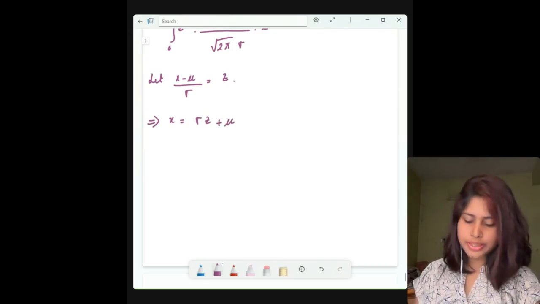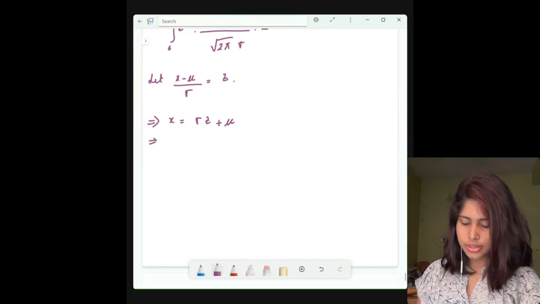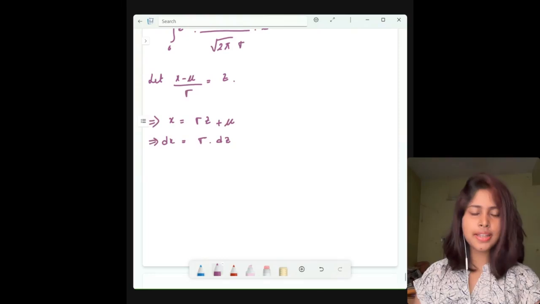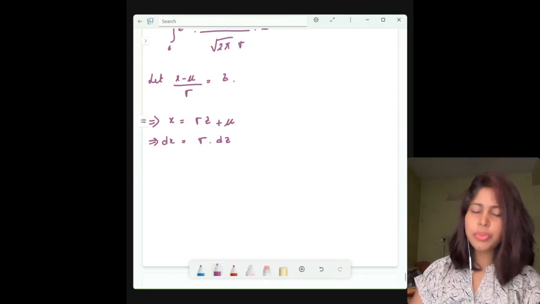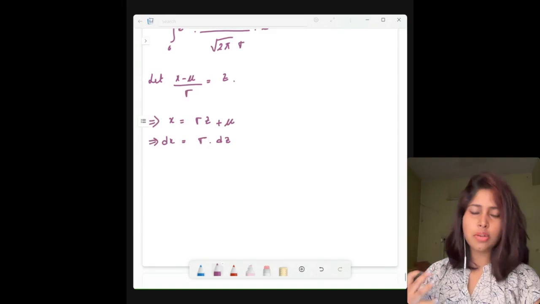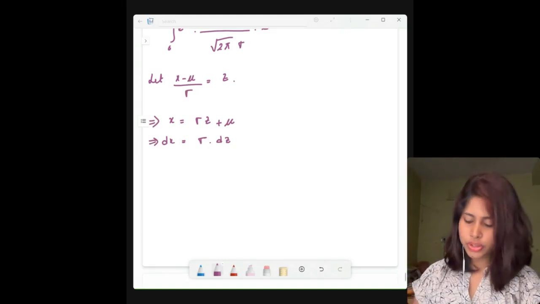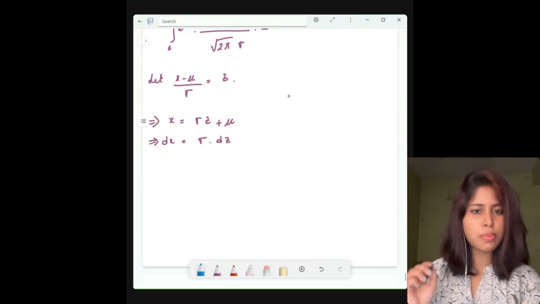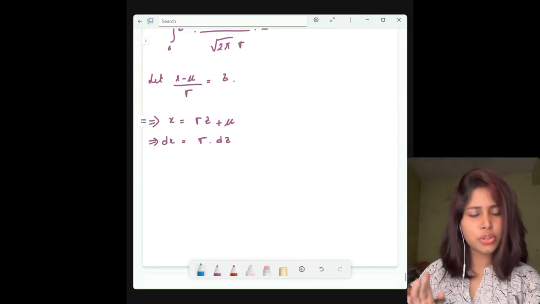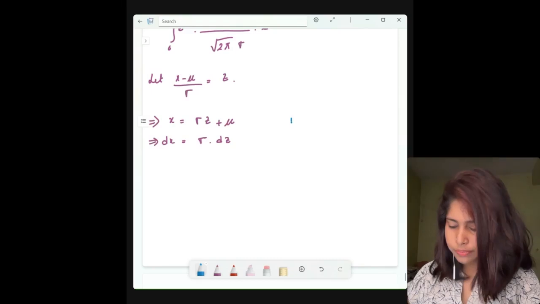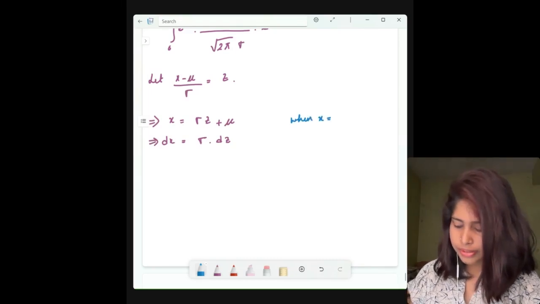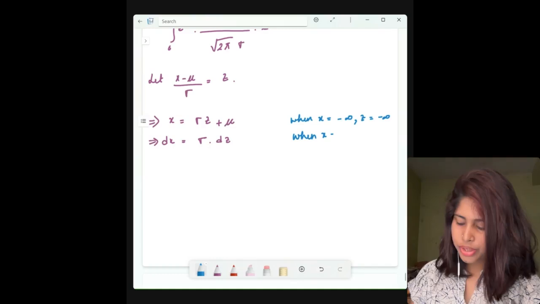And then what will be the dx? Then dx will be what? Sigma dz, right? That is the dx. Now here we will just mention for what value we are taking, what is the range. Okay, so let me mention it, you will also mention it. In the exam copy you just need to mention that when x is equal to minus infinity, z is equal to minus infinity, and when x is equal to infinity, z is equal to infinity.